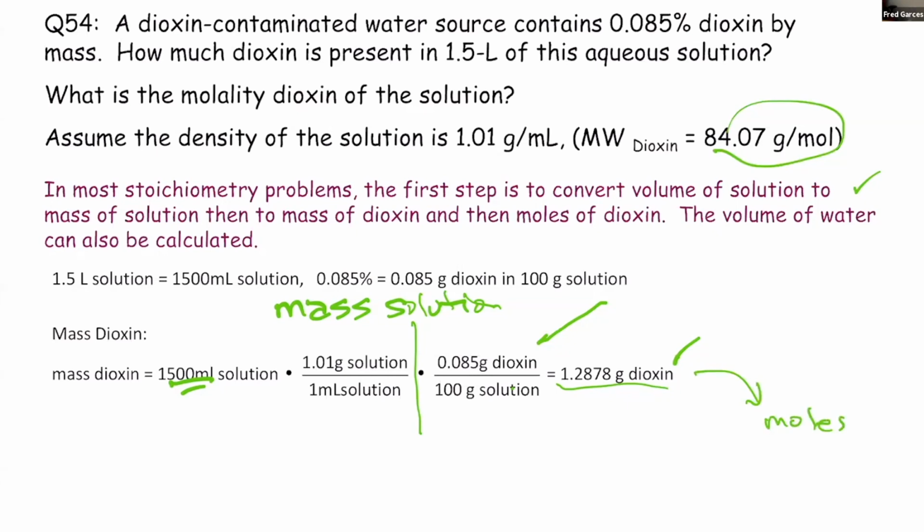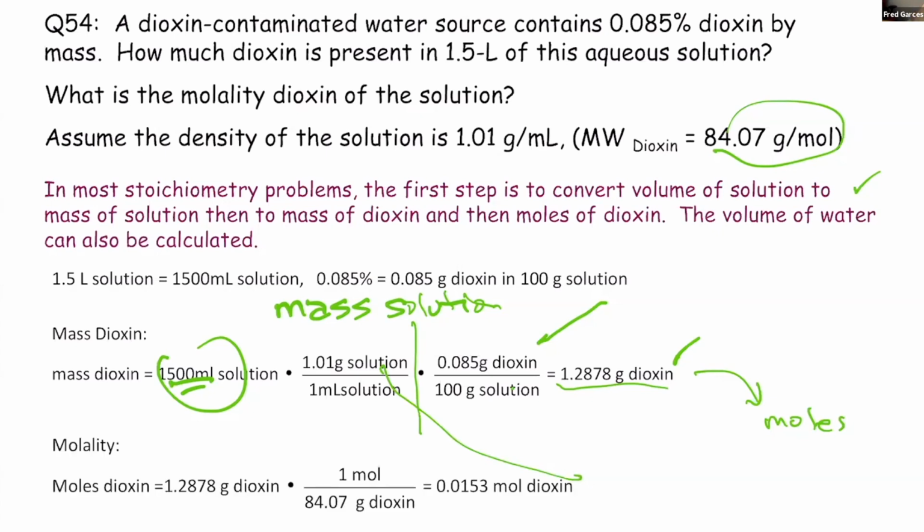Remember that we can figure out the mass of the solution here. If we stop our calculation and subtract off the mass of the dioxin, which is 1.2878, then we have the mass of the water. That's what you see right here. The moles of dioxin in this particular case is 0.0153 moles of dioxin. And then we can get the mass of the water.